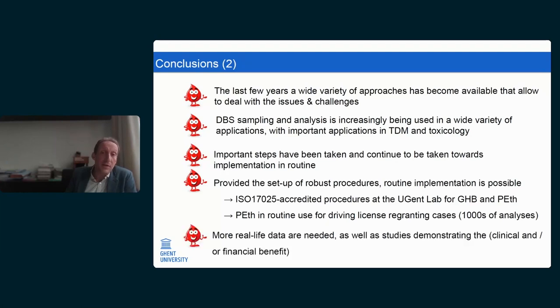And in conclusion, things work, but we do still need more real-life data, as well as studies demonstrating the clinical, but also importantly, the financial benefits of microsampling.